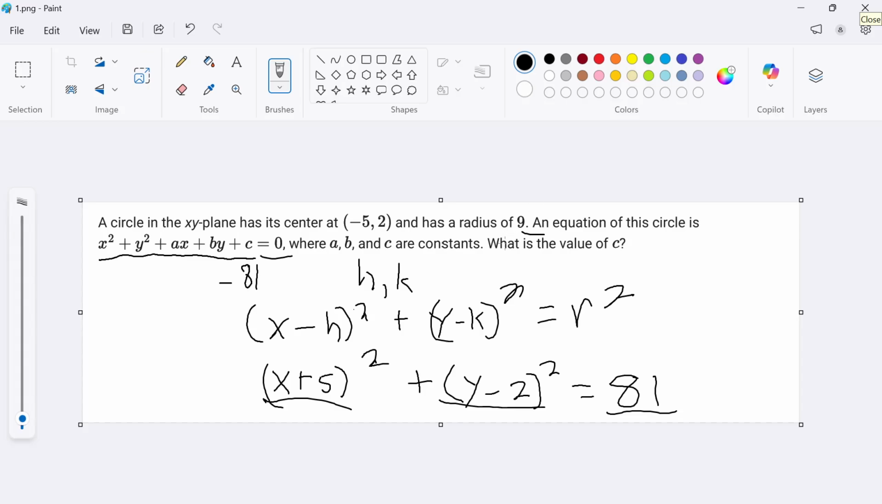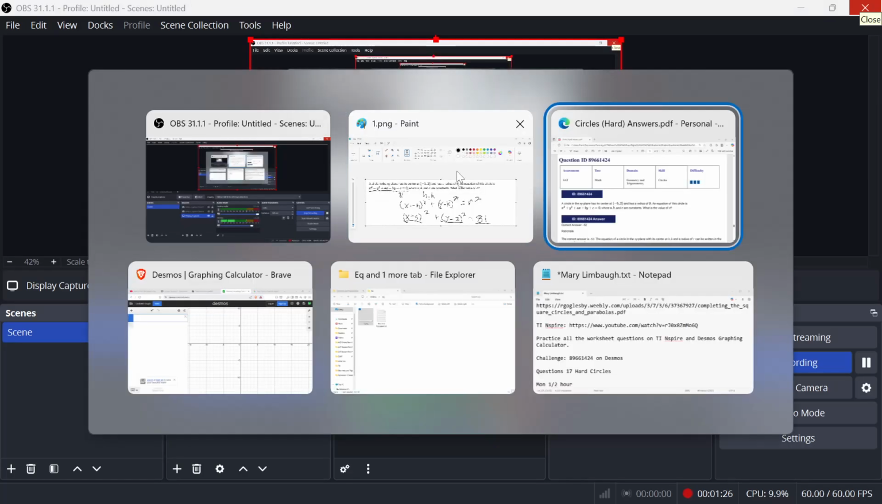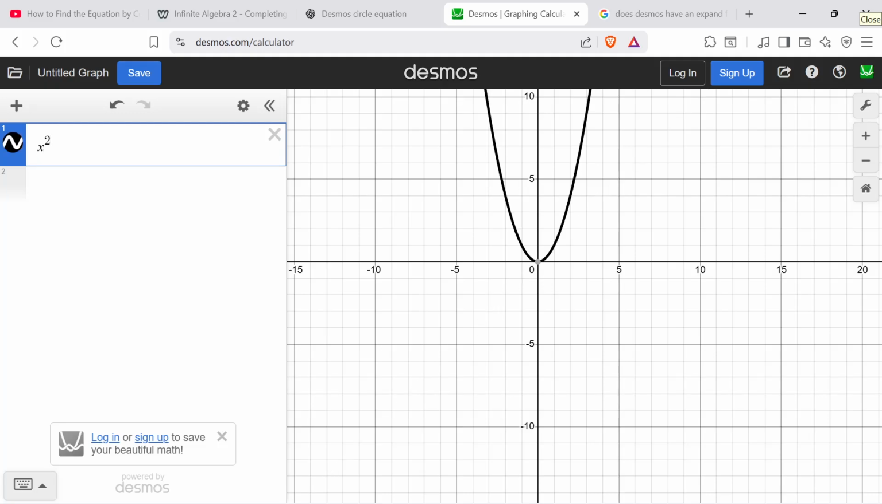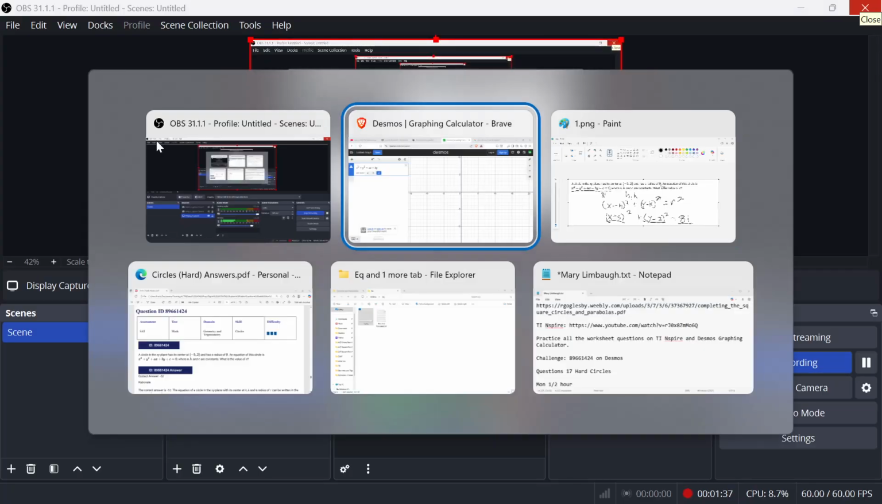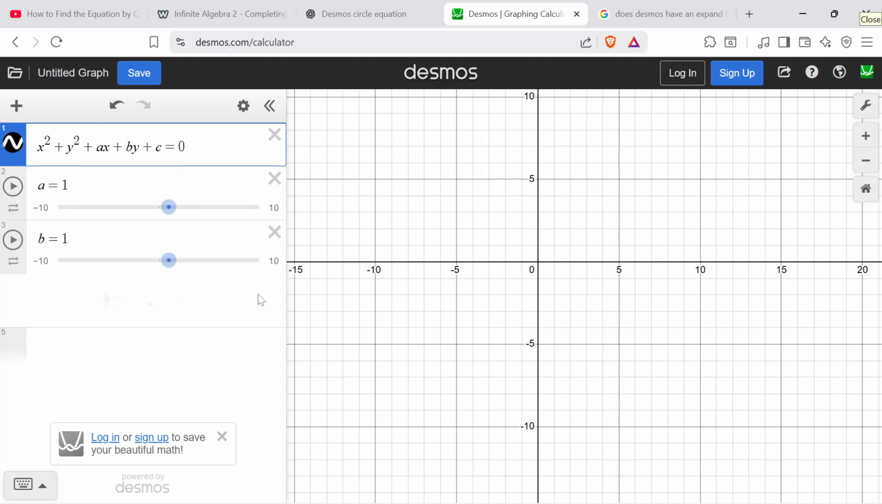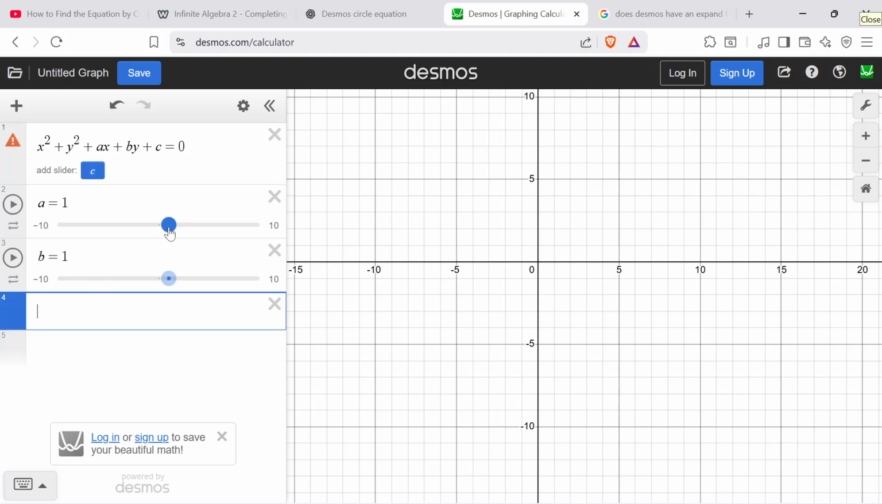I can see x squared plus y squared, and I'm going to find my Desmos here. X squared plus y squared plus ax plus by plus c equals 0. Now I'm going to put a slider for all, but I'm going to get rid of that c slider, because here I'm going to put what c equals.